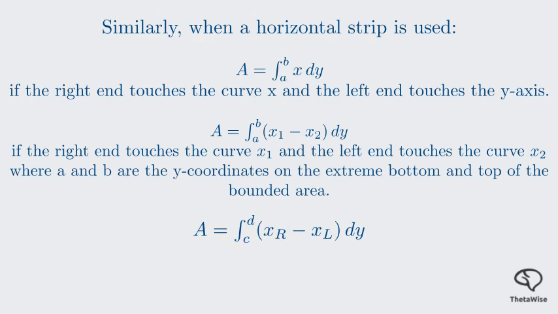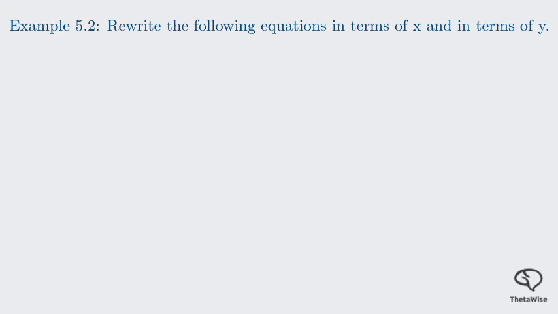We integrate the length of the strip, right minus left, from the starting y point c to the ending y point d. Understanding why we use these formulas is the key to mastering this topic. It's all about summing up an infinite number of very thin rectangles. Before we dive into the examples, we need to master a crucial skill: rewriting equations. You see, for vertical strips, we need the equations in the form y equals f of x. For horizontal strips, we need them in the form x equals g of y. Let's work through the examples one by one.